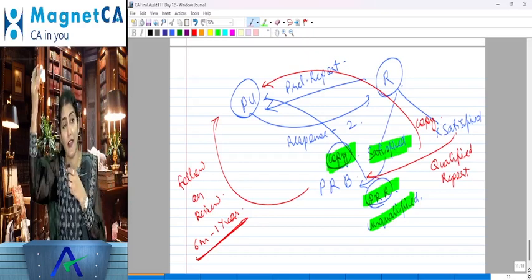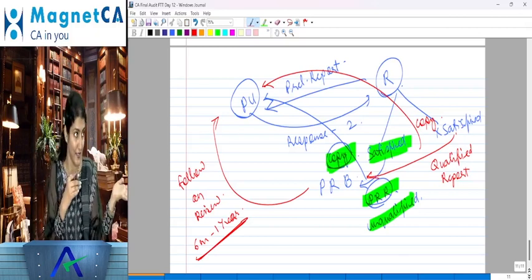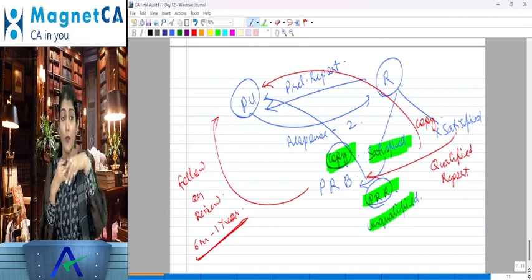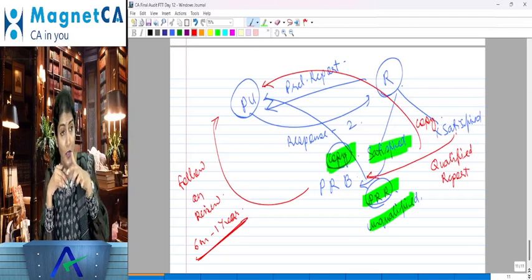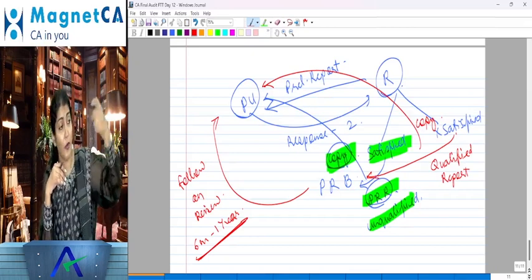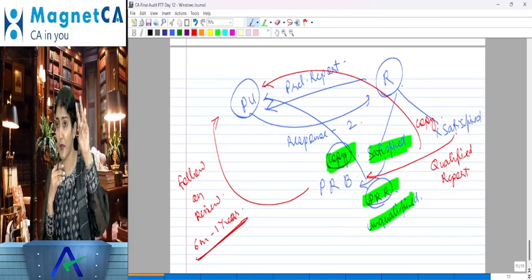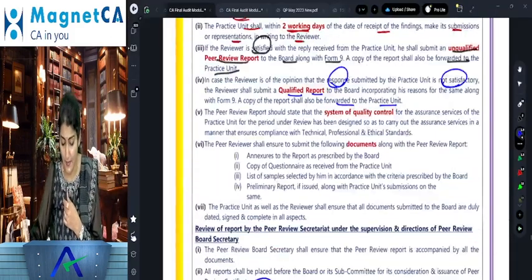And then after that the unqualified report and then the peer review certificate. Are you understanding the concept of follow-on review? If the reviewer is not satisfied with the responses, he will issue a qualified report to the peer review board. And based on the receipt of the qualified report, the peer review board may order a follow-on review to be conducted at the practice unit within a period of 6 months up to 1 year. Are you understanding that? Okay.